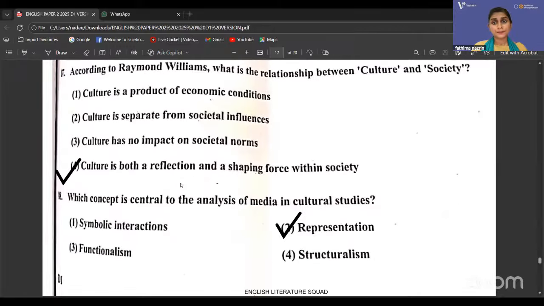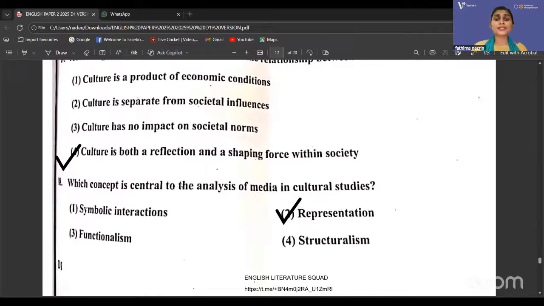Which concept is central to the analysis of media in cultural studies? Now, this is obviously representation. It is representation. Option 2 is the answer.